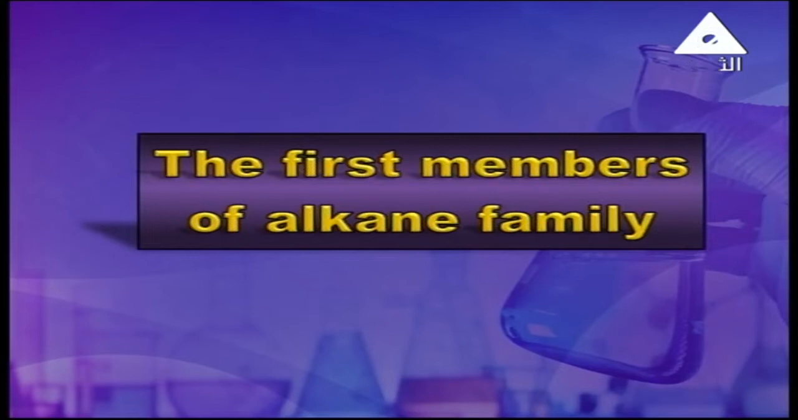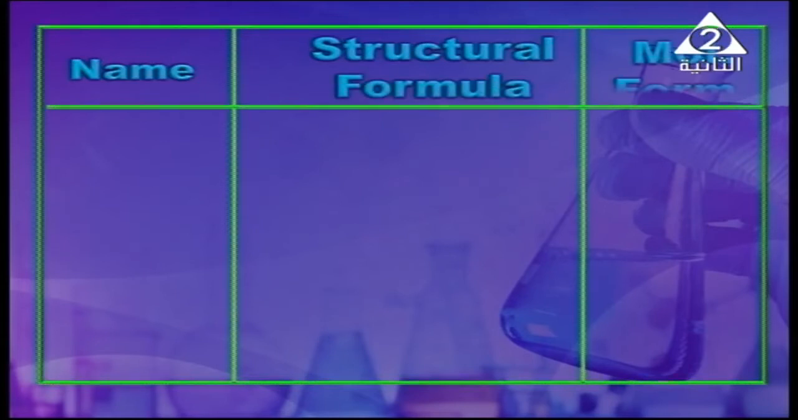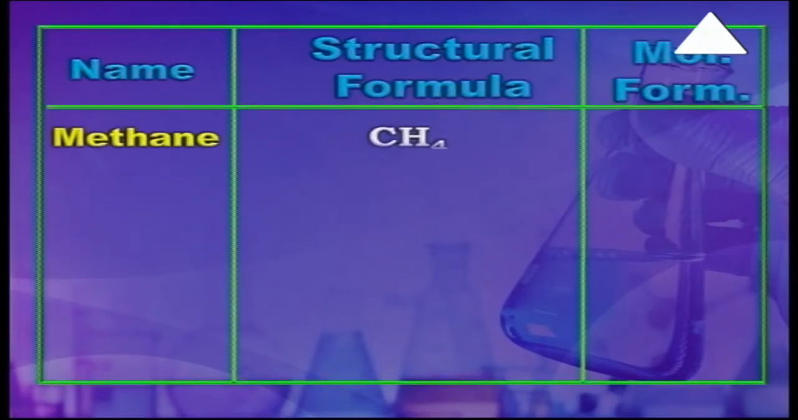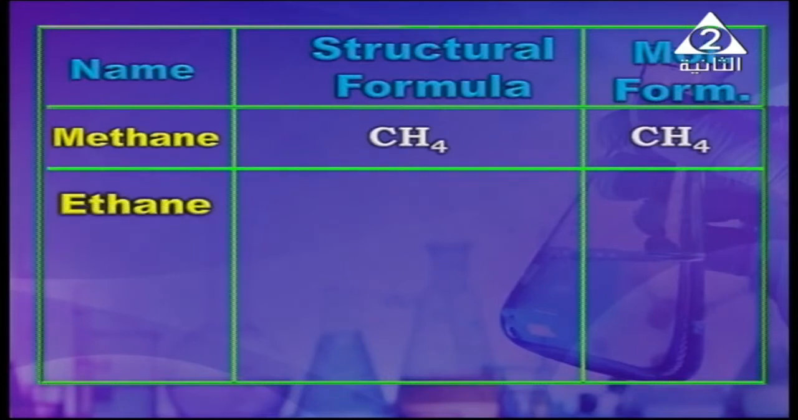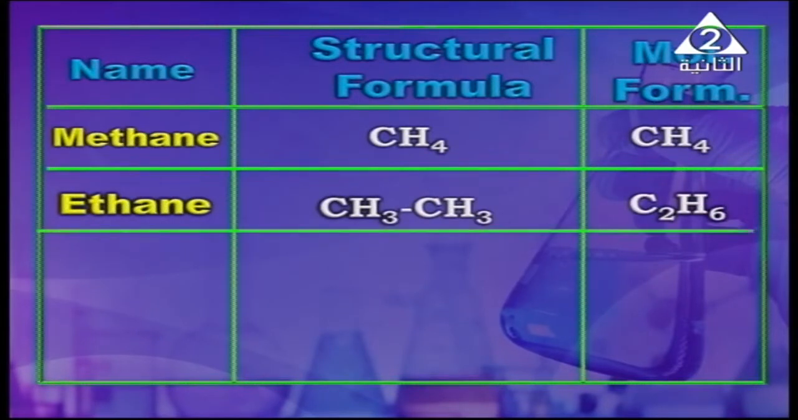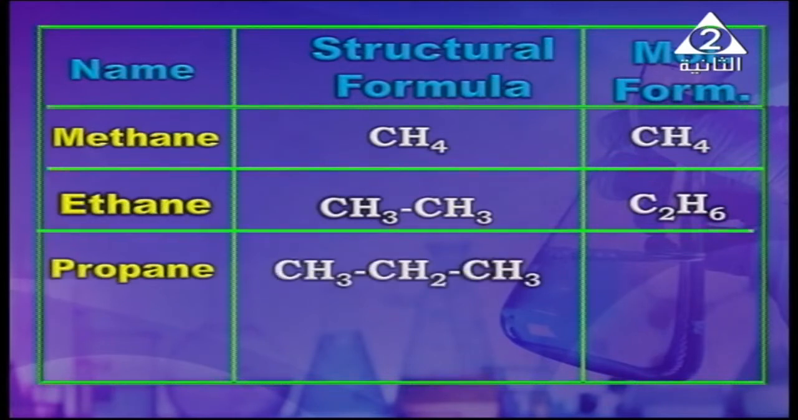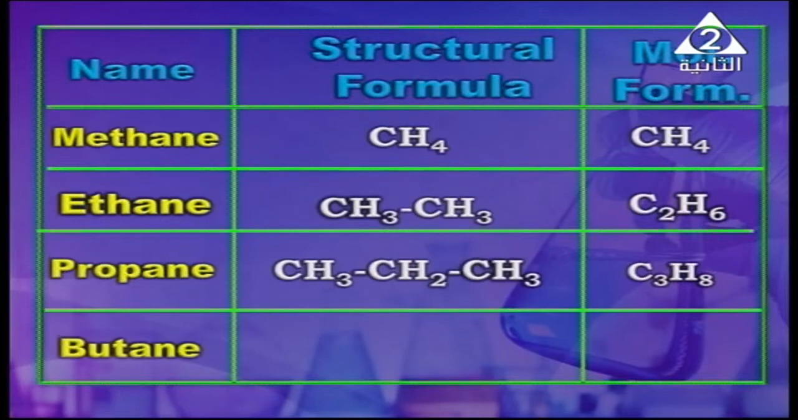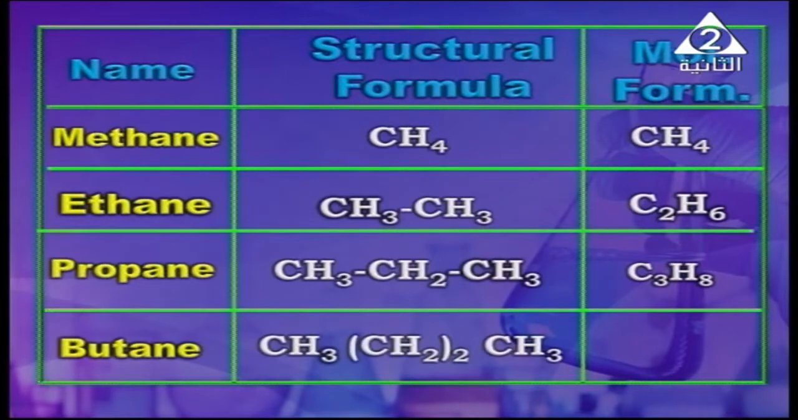The first members of the alkane family, as shown on the screen, with the name, structural formula and molecular formula. Methane, CH4, and CH4 is also the molecular formula. Ethane, CH3-CH3, and molecular formula C2H6. Propane, structural formula CH3-CH2-CH3, and molecular formula C3H8. Butane, structural formula CH3-CH2-CH2-CH3, and molecular formula C4H10.